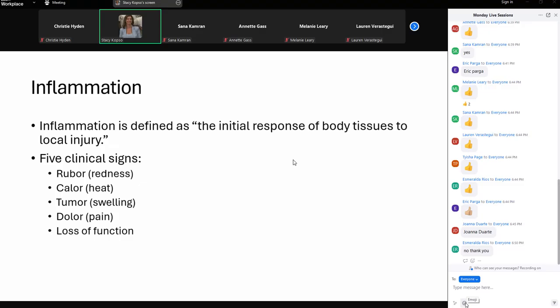Inflammation, which is your initial response of body tissues to local injury. Your 5 clinical signs are going to be redness, heat, swelling, pain, and sometimes loss of function of that area. So make sure you can recognize the clinical signs for inflammation. I won't quiz you on the other words. I'll just quiz you on the regular words.